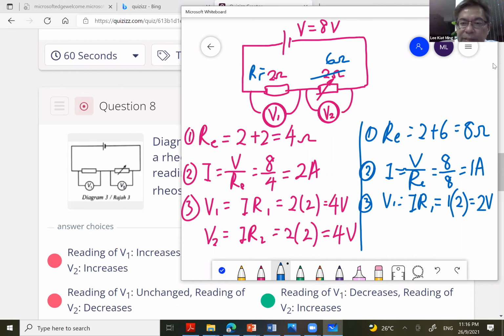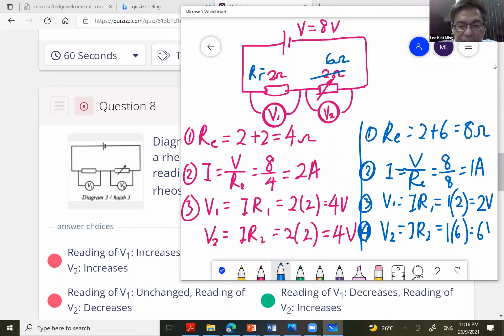And let's take a look at number 4, which is going to be V2. It's not actually number 4. So I R2, and you know that this has been increased to a 6. So I'm going to have a 6 volt.